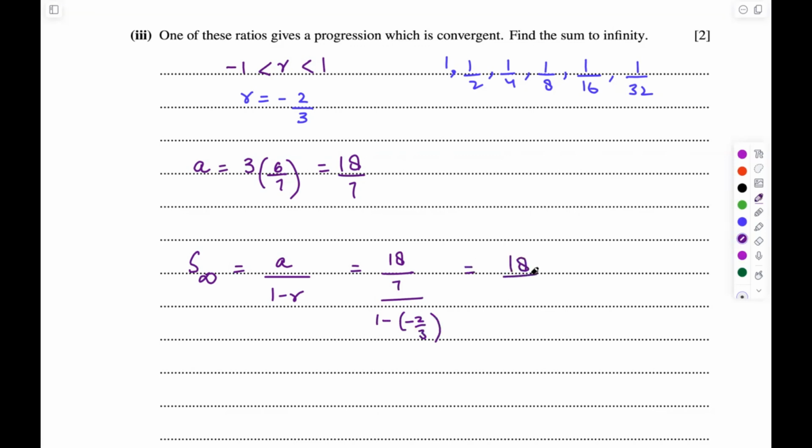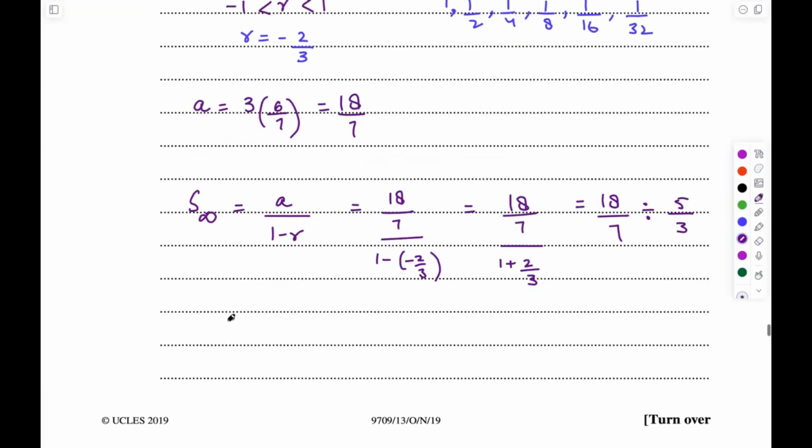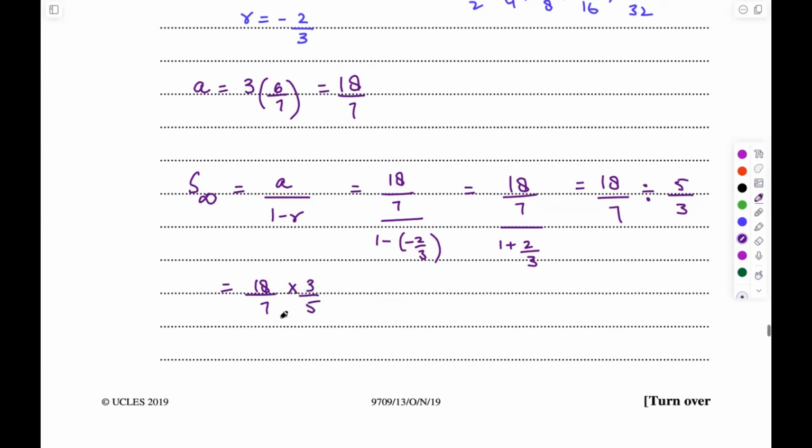Simplifying this, it will become 18 upon 7 divided by 1 plus 2 upon 3. Taking the LCM for 1 plus 2 upon 3, that will become 5 upon 3. So 18 upon 7 divided by 5 upon 3. Now taking the reciprocal, that will become 18 upon 7 multiplied by 3 upon 5. 18 times 3 is 54, and 7 times 5 is 35. So this will become 54 upon 35, which will be the sum to infinity, or we can give it in decimal as 1.54. So the sum to infinity can be written as 54 upon 35 or in decimal as 1.54.